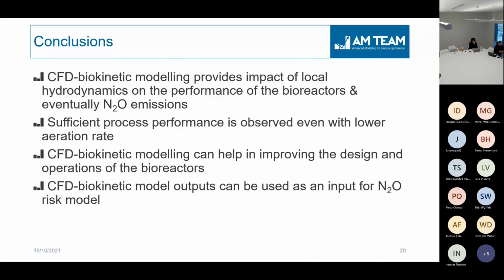And eventually this tool can be used to improve the design. So moving the baffles, removing or adding baffles, or changing your impeller design or location, or the RPM, or the aeration diffuser locations. It can help you improve your design and operation of the bioreactors.